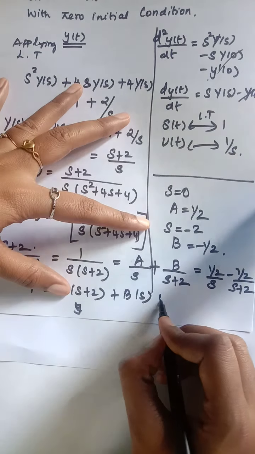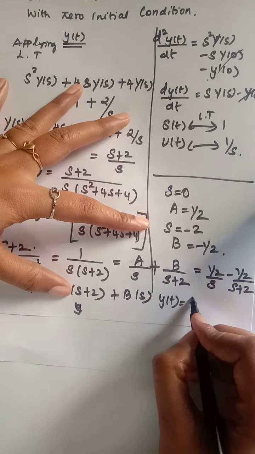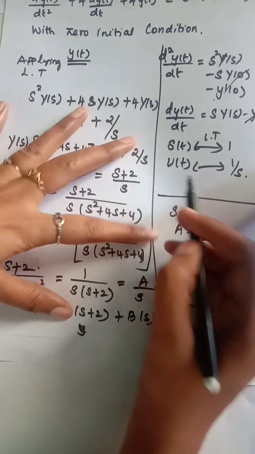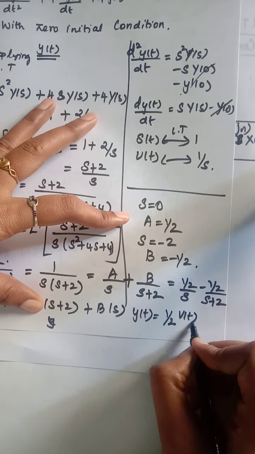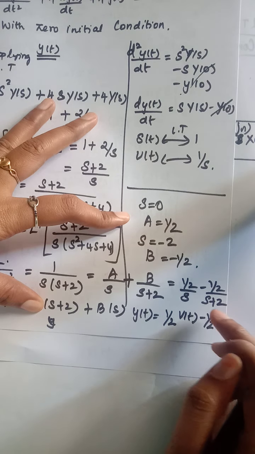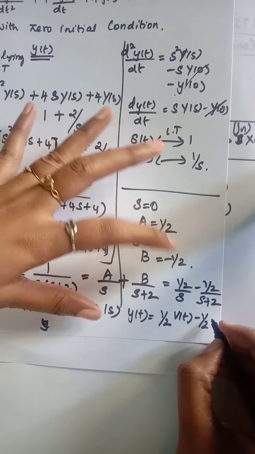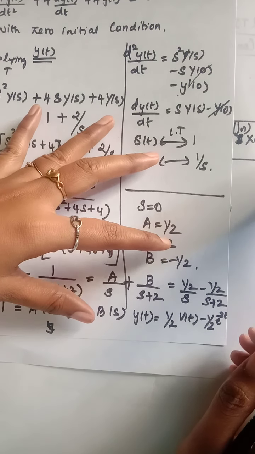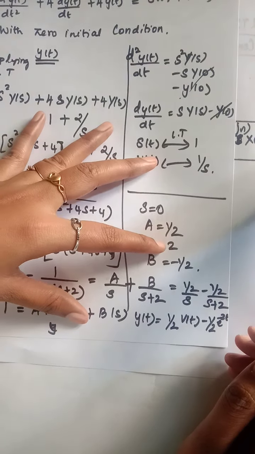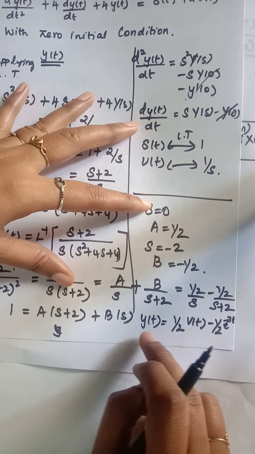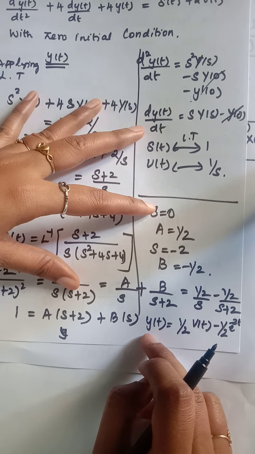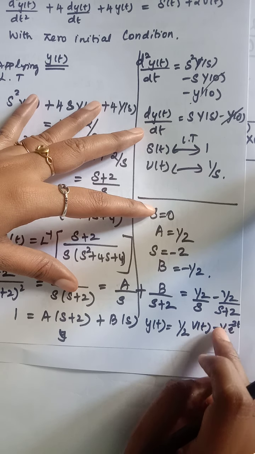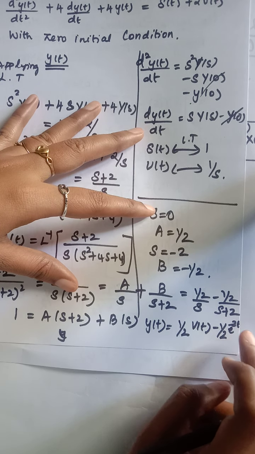So for this, y of t is equal to 1 by 2 times, what is the 1 by s? The inverse Laplace transform is u of t, minus 1 by 2 times, for s plus a, e power minus 2t. So this is what the inverse Laplace transform gives for this. So finally you will have y of t is equal to 1 by 2 u of t minus 1 by 2 e power minus 2t.